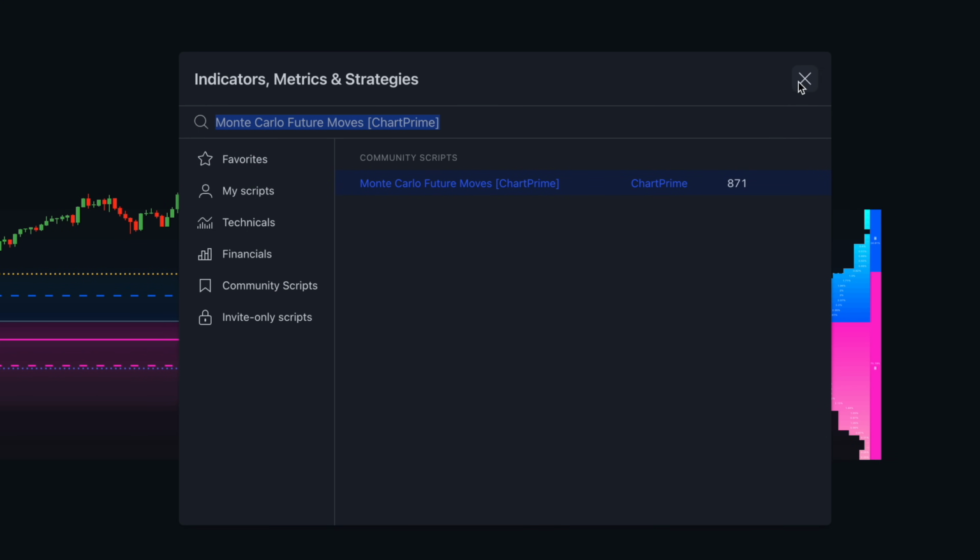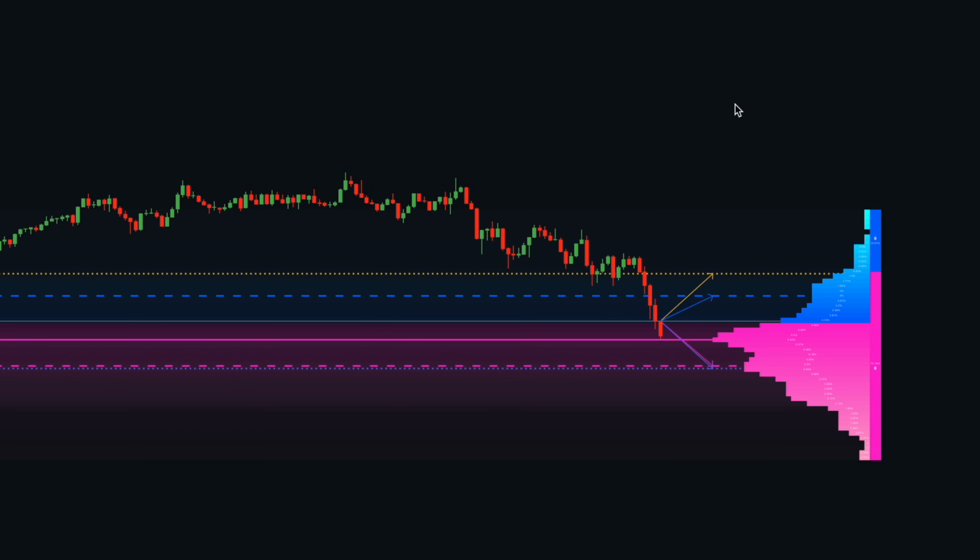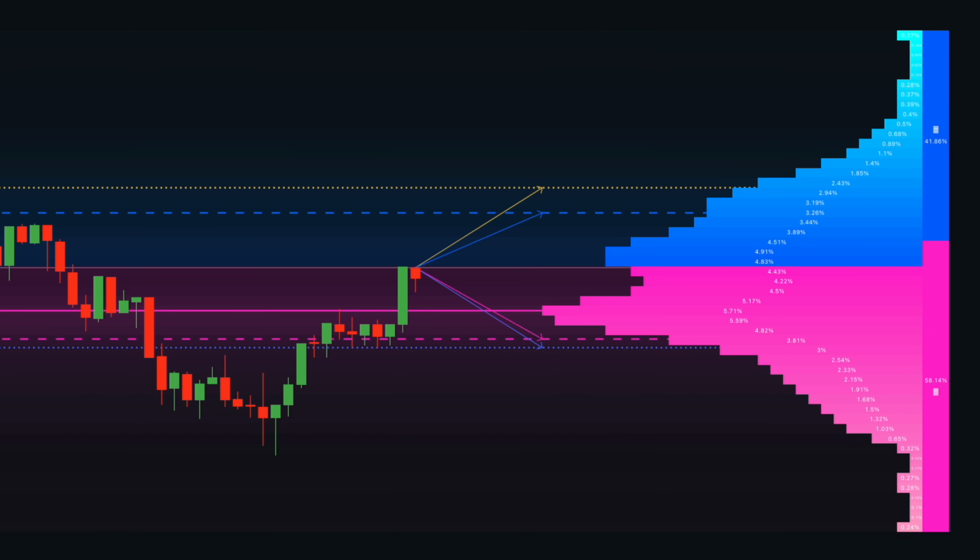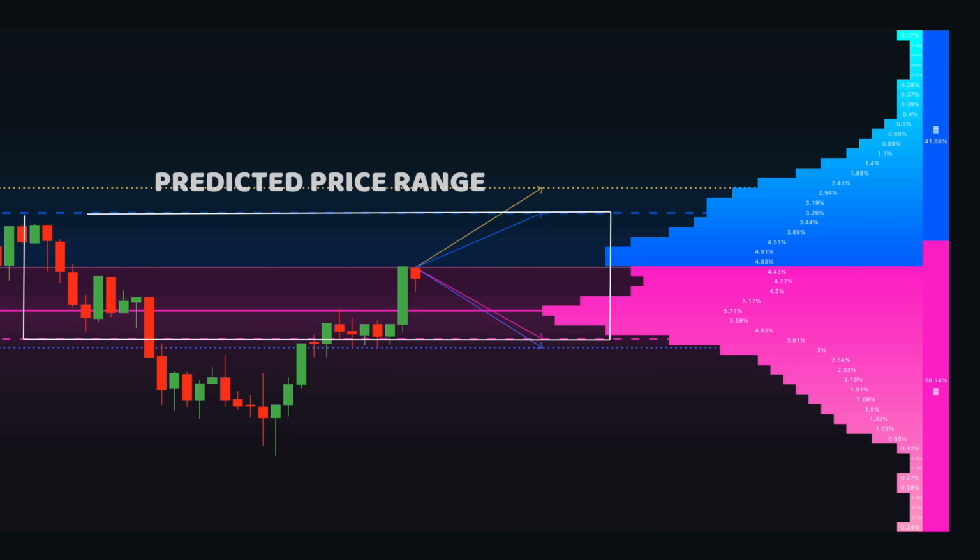I can guarantee you have never seen an indicator like this before. The Monte Carlo Future Moves indicator uses probabilistic simulations to forecast future price movements in financial markets. It visually represents likely price paths, including bullish and bearish outcomes, and indicates extreme price levels and market biases.